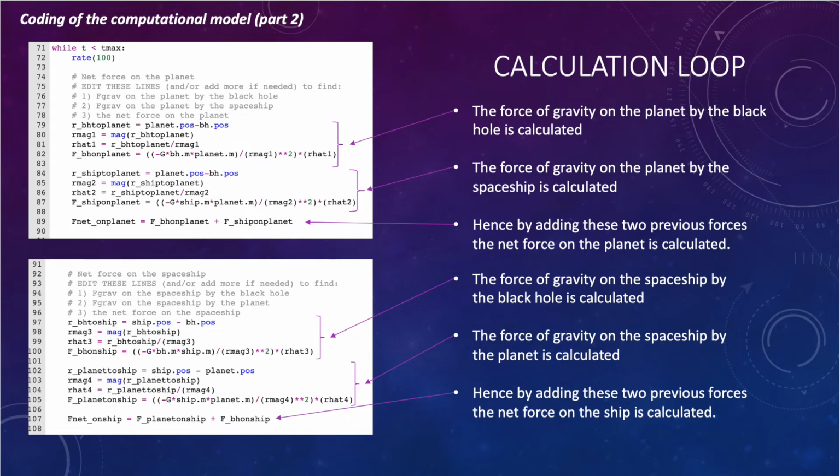The force of gravity on the planet by the black hole is calculated. The force of gravity on the planet by the spaceship is calculated. Hence, by adding these two previous forces, the net force on the planet is calculated. The force of gravity on the spaceship by the black hole is then calculated, and then the force of gravity on the spaceship by the planet is calculated. Hence, by adding these two previous forces, the net force on the ship is calculated.